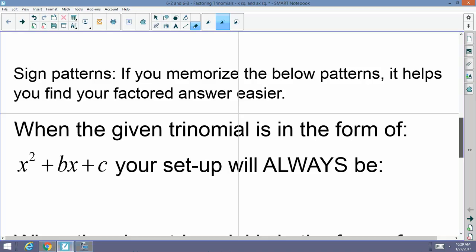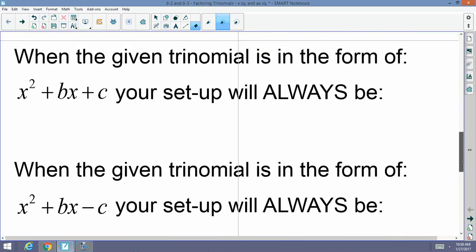Now, sign patterns. If you memorize the below patterns, it helps you find your factored answers easier. You don't have to memorize this. This is just going to make your life easier, and you'll see what I mean. When the given trinomial is in the form of positive x squared, positive bx, positive c, your signs are always going to be positive, always. So it's going to be x plus and x plus, always. When everything is positive, it's nice and easy.